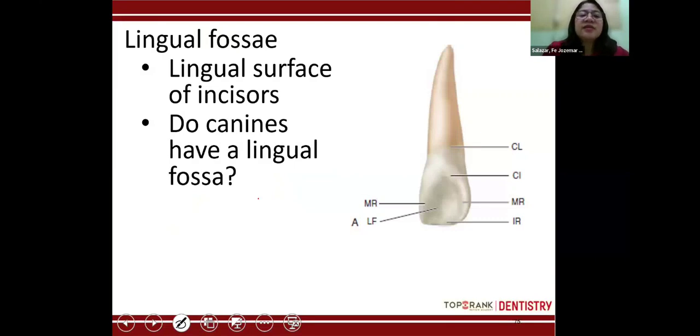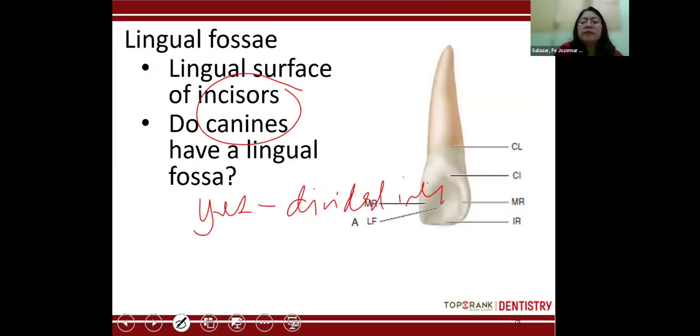Lingual fossa, this is found on the lingual surface of incisors, maxillary and mandibular. Question, do canines have a lingual fossa? Yes or no? May lingual fossa ba ang canines? Yes, but how is the lingual fossa of a canine different from the lingual fossa of an incisor? Yes, very good. It's divided into two. You have a mesial lingual fossa and a distal lingual fossa.